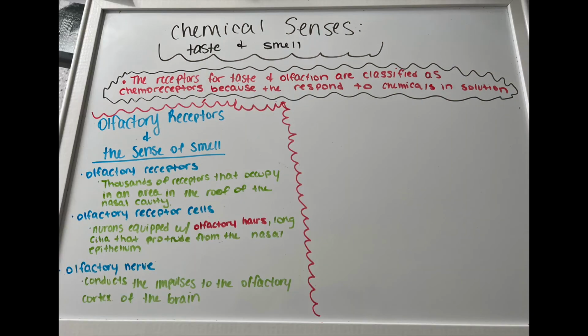Olfactory filaments. When the olfactory receptors located on the cilia are stimulated by chemicals dissolved in the mucus, they transmit impulses along the olfactory filaments, which are bundled axons of olfactory neurons that collectively make up the olfactory nerve. The olfactory nerve conducts the impulses to the olfactory cortex of the brain.